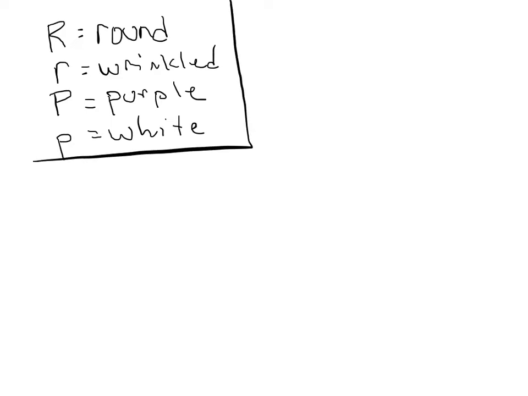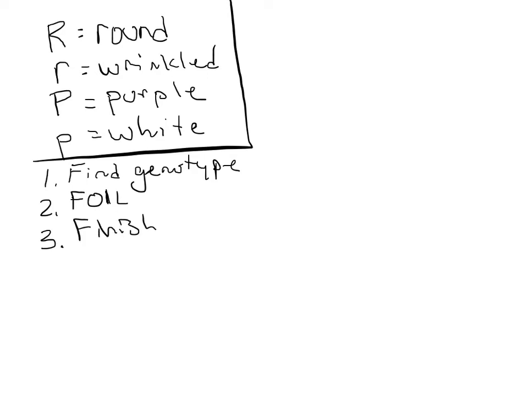Now in this example, I'm going to first write the genotype of each parent. A good way to remember this is when you're given a problem, you first need to find the genotype. Then you need to FOIL, first outside inside last, which is a good way to figure out all the possible gametes that the parent could pass on. After you FOIL, you need to finish the Punnett square.